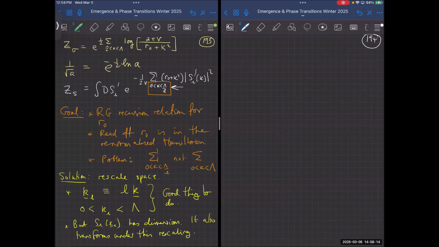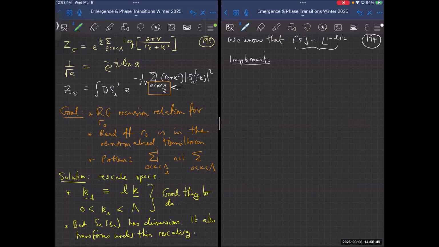Well, we know that S has dimensions of L to the 1 minus D over 2. So we could expect that something like that is going to come in here. Now let's see what actually happens. So what we actually do, this is true, but it's not the full story. Well, this is a true statement, but the way we're going to do this is we implement it in the following way.